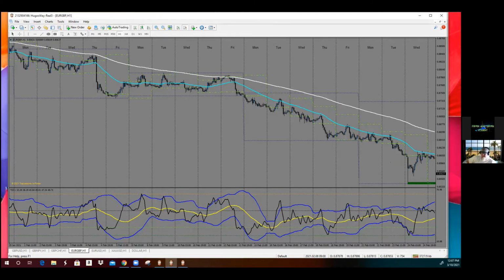So I'm going to mark up boxes, okay, as I can see these shark fins. Now I'm on the 1 hour time frame, okay? 1 hour shark fins, okay? 1 hour shark fins. 1 hour shark fin.